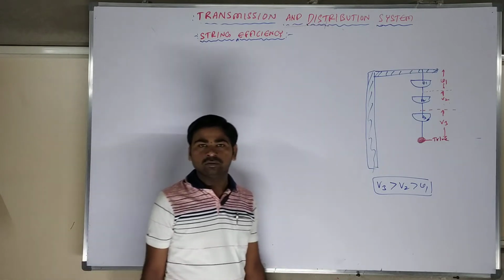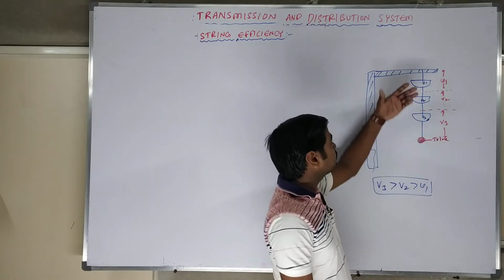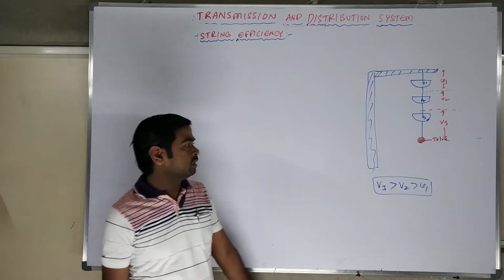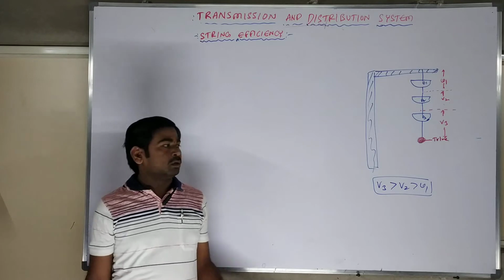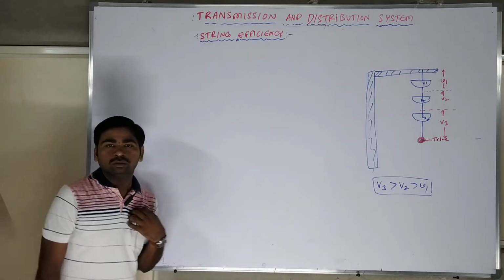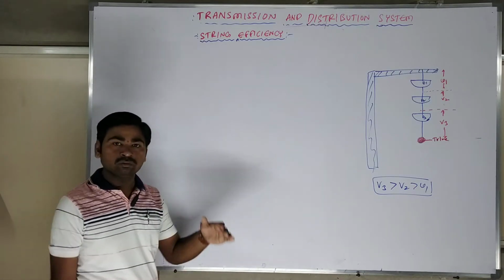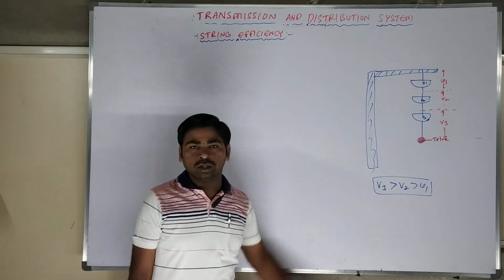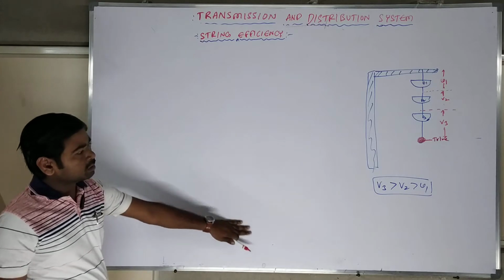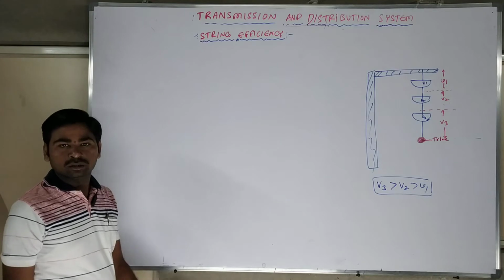So it is not the correct one. It means disc 3 will fail first, after that disc 2 will fail, then disc 1 will fail, subsequently one after another. So this is called non-uniform distribution across the discs, and you should not go like that. Each disc should experience the same voltage, so that the life of all the discs is the same. This non-uniformity of the voltage distribution across the string of insulators can be explained by string efficiency.